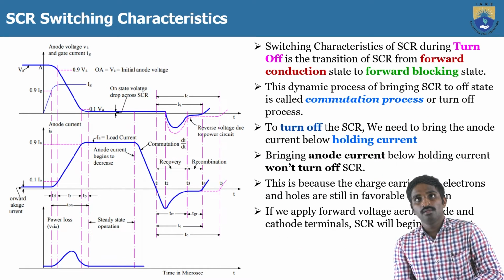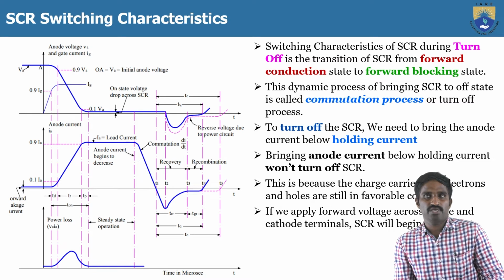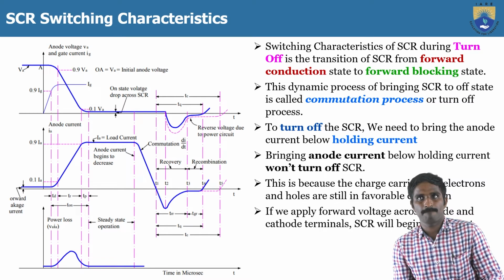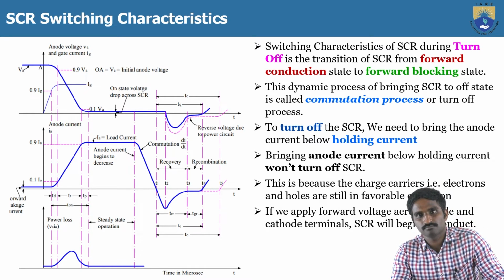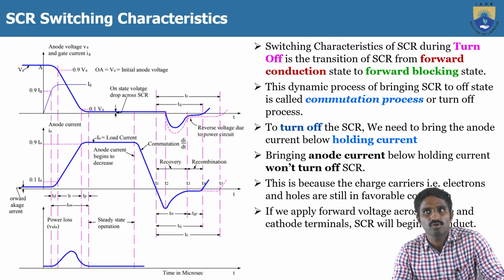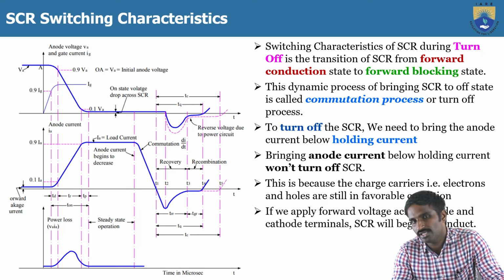Next, the turn-off characteristics or switch-off characteristics of the SCR. So what is meant by the turn-off time? The turn-off time is the time taken by the SCR to transit from the forward conduction state to the forward blocking state. Because in the forward blocking state, it is turned off again.